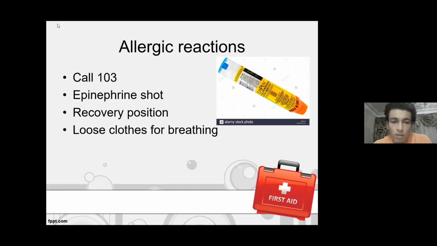Loosen the cloth so he can breathe well. The auto-injector of epinephrine is a specific dose. You can get it from the pharmacy; tell them you want an epinephrine auto-injector. It's like insulin, it's just prefilled and automated. It's like a pen, as you see in the photo.